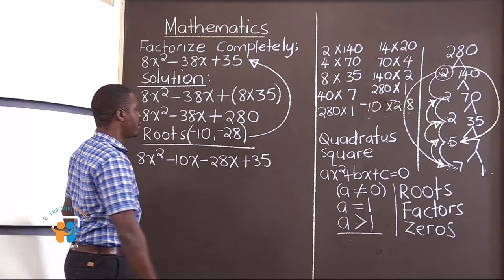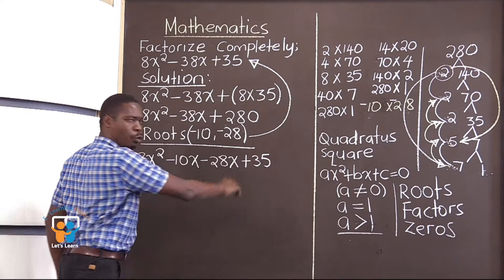Now, after getting that, we are having four factors. The first one, the second one, the third one, and the fourth one. We are going to bracket them.